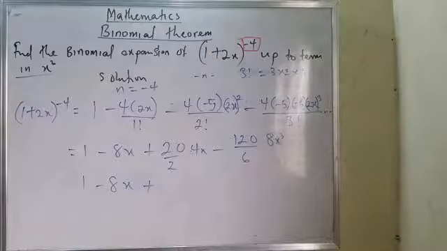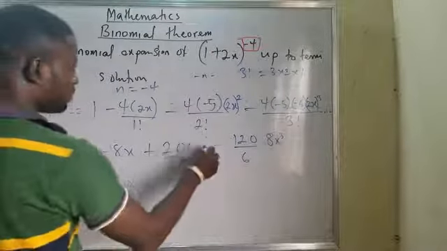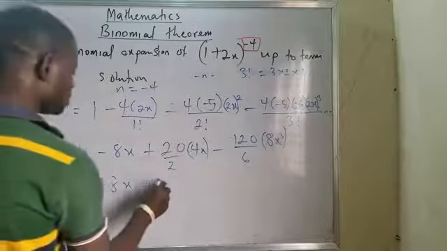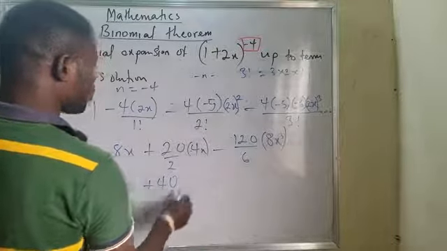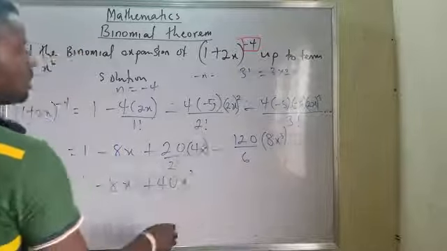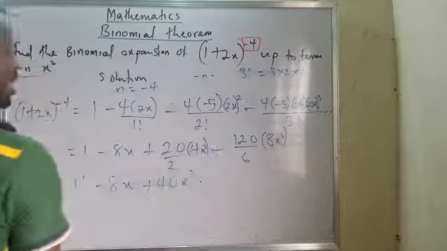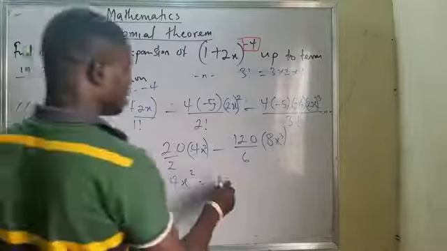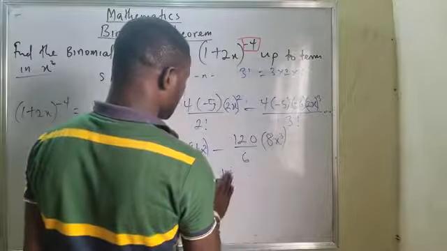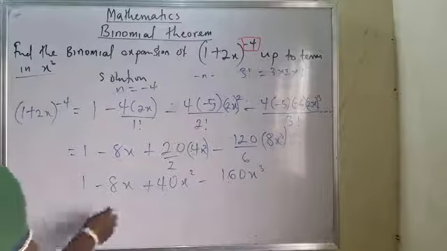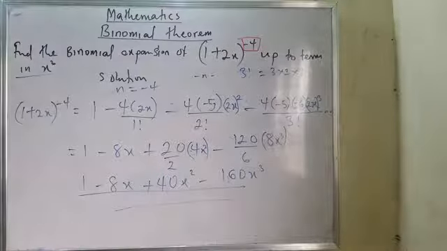Now, since I have that, I can now say, in brackets, the 4x will be 40x raised to power 2, and minus, here will be 120 divided by 6, that will be 20, which will be 160x raised to power 3. That is what I'm talking about. That is all. That is the expansion.